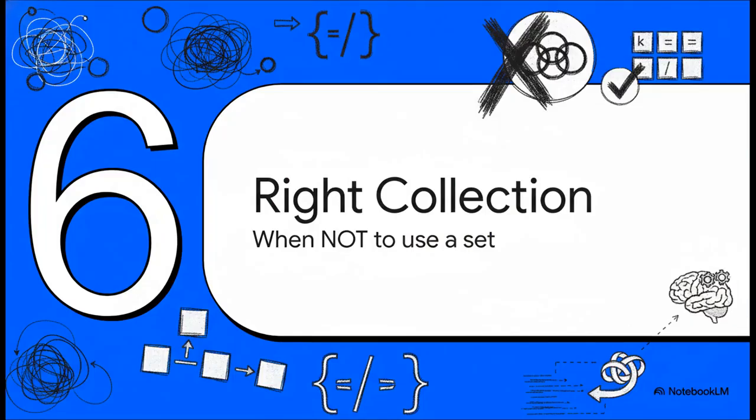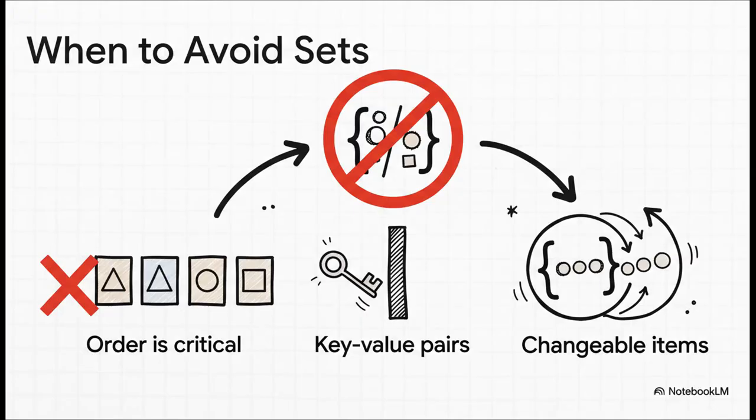Okay, so we know how powerful sets are, but it is just as important, if not more important, to know when they're the wrong tool for the job. Because using the right data structure is one of the biggest keys to writing good, clean code. So let's be super clear on this. One, if the order of your items is critical to what you're doing, use a list, period. Two, if you need to link a key to a value, like a name and a phone number, you need a dictionary. That's its job.